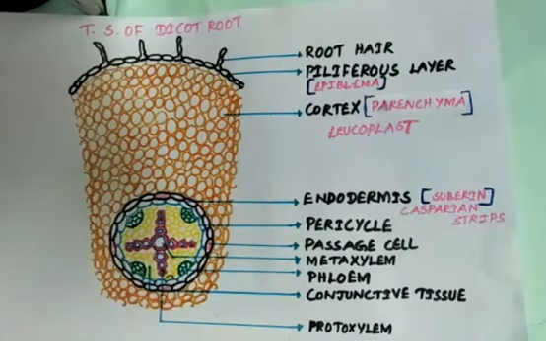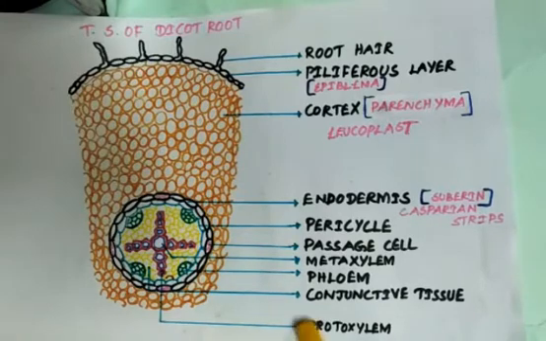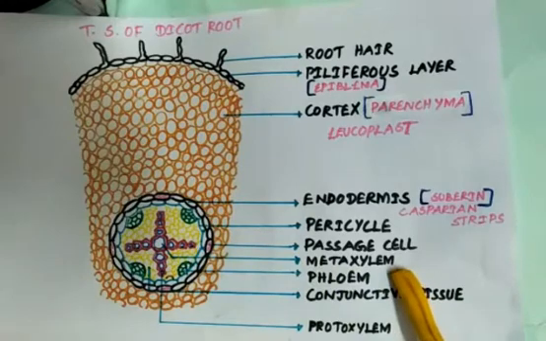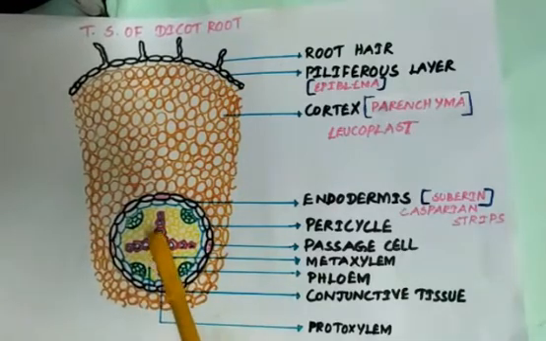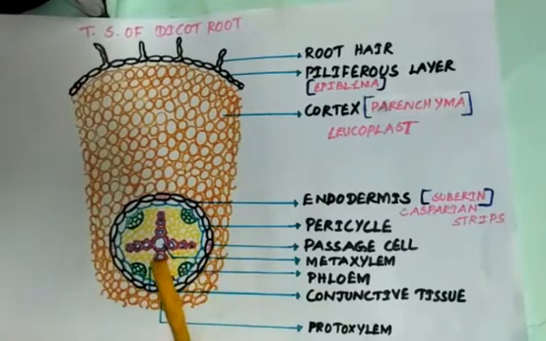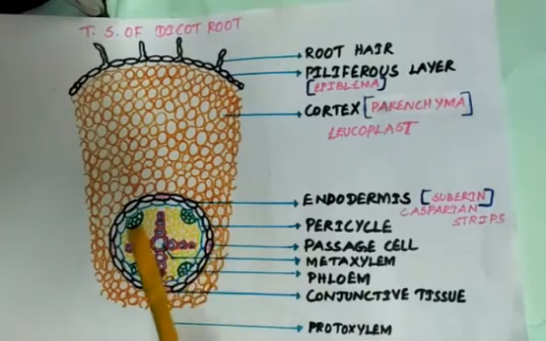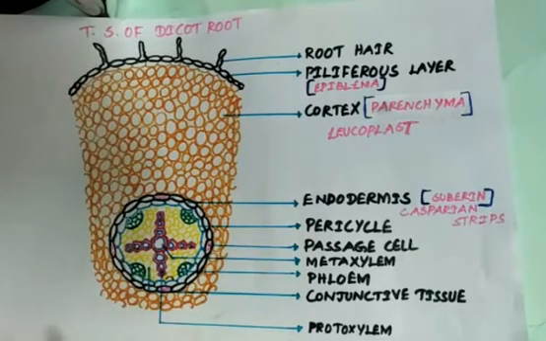This is the metaxylem. What is the difference between metaxylem and protoxylem? First formed xylem elements are known as protoxylem, earlier formed xylem elements. The later formed xylem elements are known as metaxylem. Protoxylem is facing the peripheral region, while metaxylem is in the center. So, what is the term? Exarch. Exarch means protoxylem is facing towards the periphery, metaxylem is in the center. So, it is an exarch bundle.